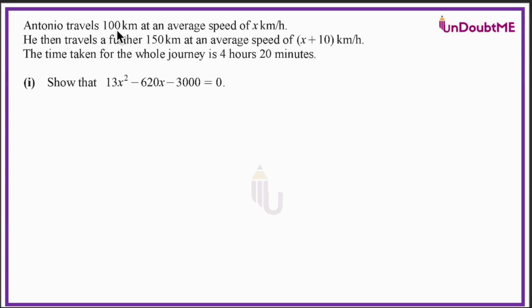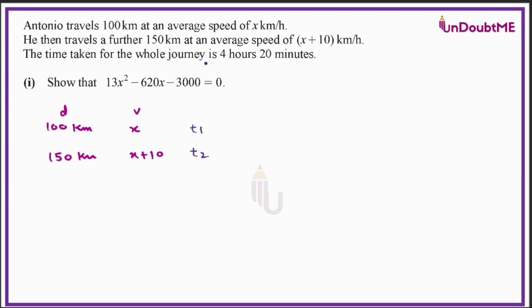Antonio travels 100 km at an average speed of x. Let me just write down while reading. 100 km is the distance and speed I will represent by v, that is x kilometer per hour. Okay, then the next is he then travels for the 150 km at the speed of x plus 10. In both of the respective travels, let's say the time is t1 and t2.